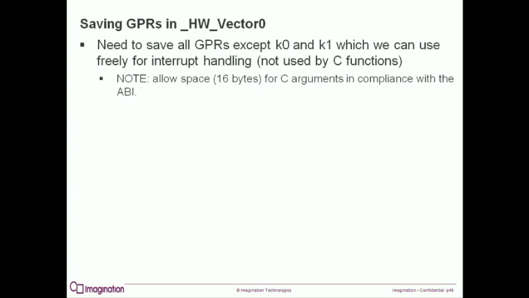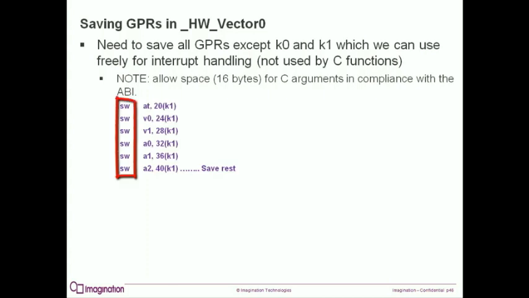One note, there are 16 bytes that need to be available for C argument storage by C functions. So I will leave the first 16 bytes of the stack free, so the base register offset value for saving values to the stack will start at 20. I will use the store word instruction using the K1 register that has the adjusted stack pointer as a base register and increment offset values as I save the registers.